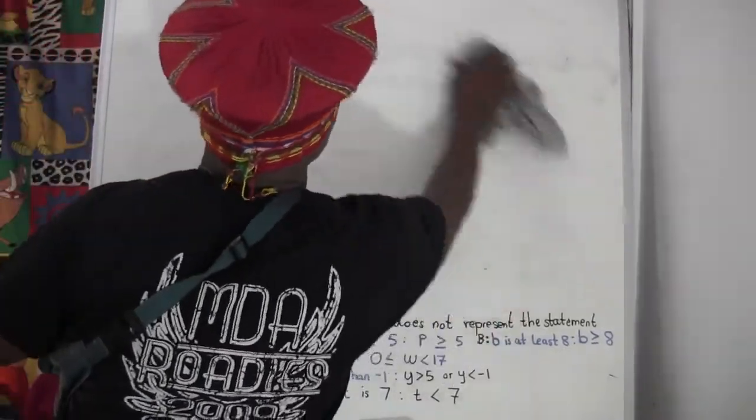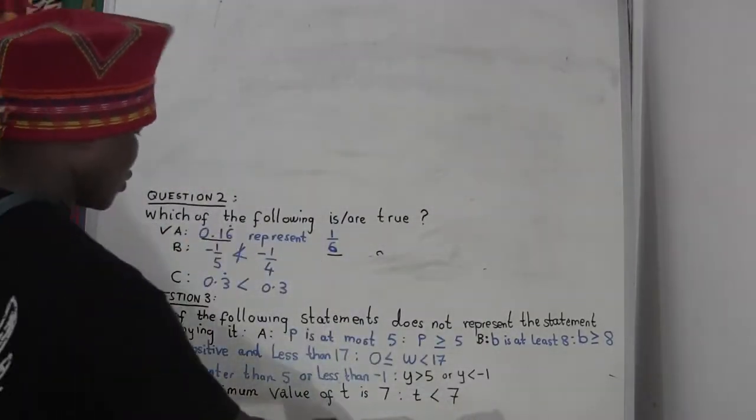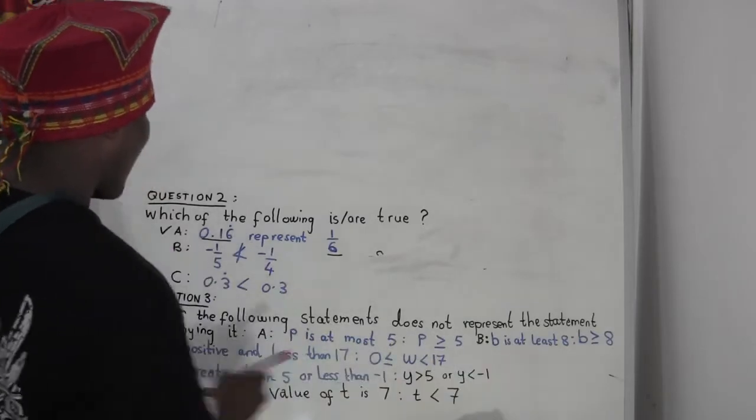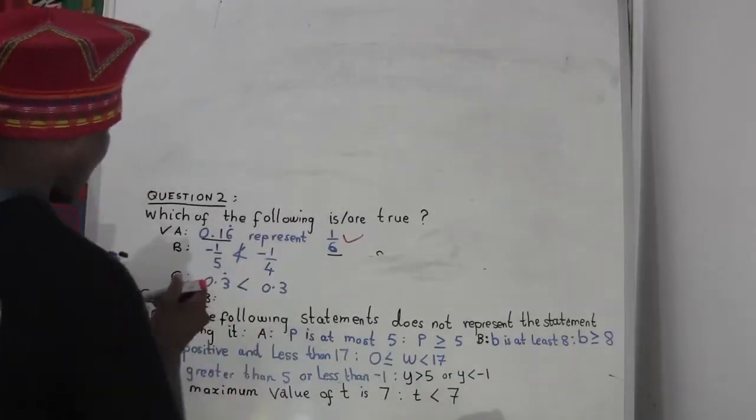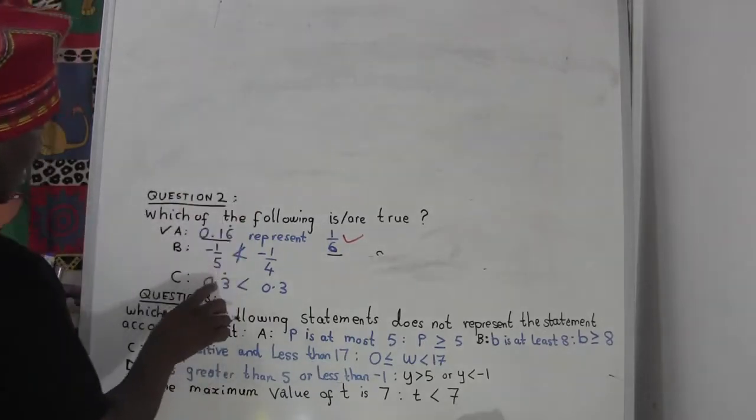Okay. So this is true here. We have checked it. We agree it's true. Now we go for the next one. So negative 1 over 5. It is saying negative 1 over 5 is less than.